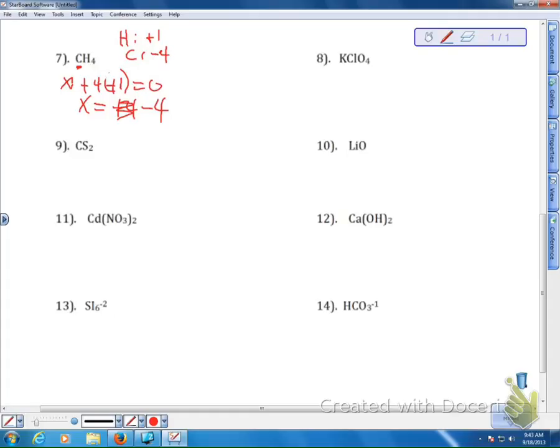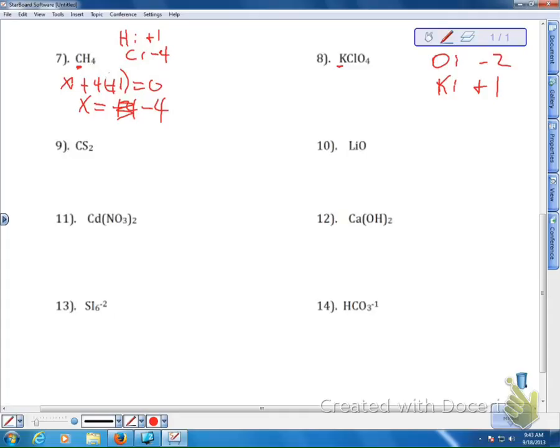All right, moving on to number 8. In this case, oxygen is still the boss. However, potassium in its own way is the boss because it is an alkali metal, and it only has one rule. Alkali metals have to be +1. No conversation about it, they have to be.